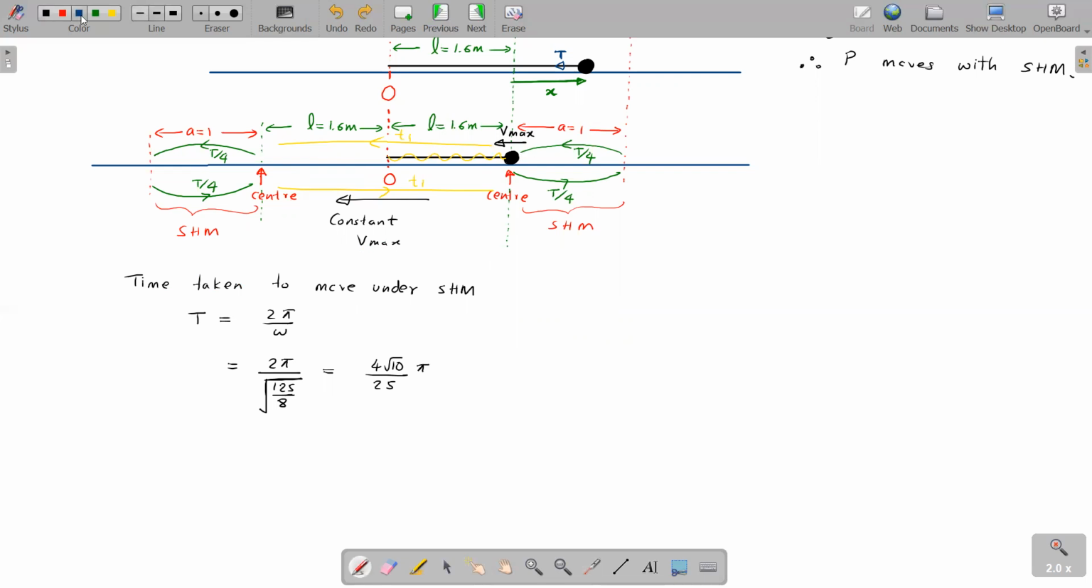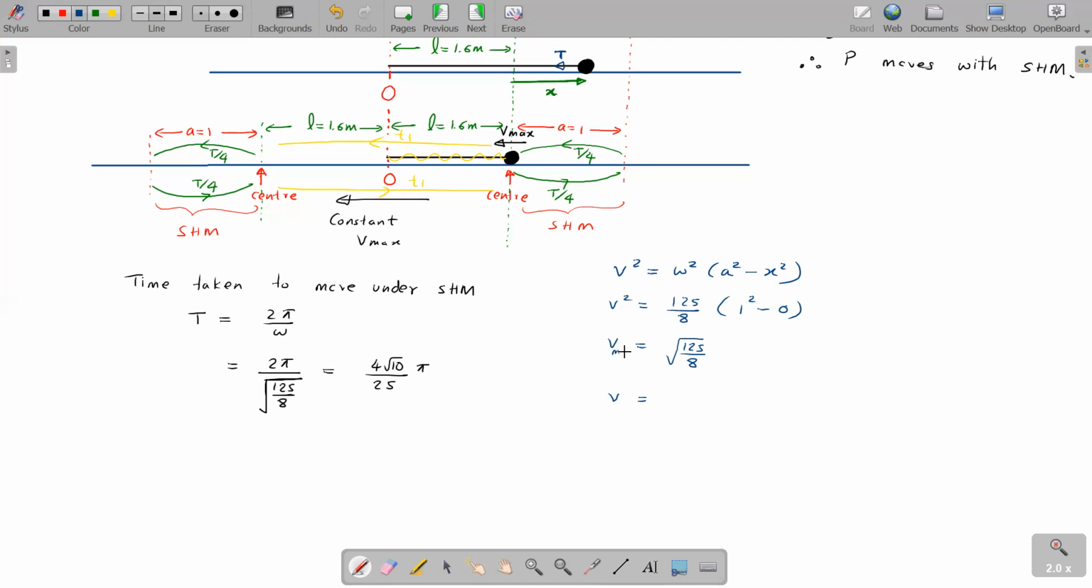So therefore we apply what? We can apply V square equal omega square into A square minus X square. Are you with me? So V square equal omega square is 125 over 8, right? Amplitude is 1. 1 square minus X square is 0. So V is root 125 over 8, right? How much is it?